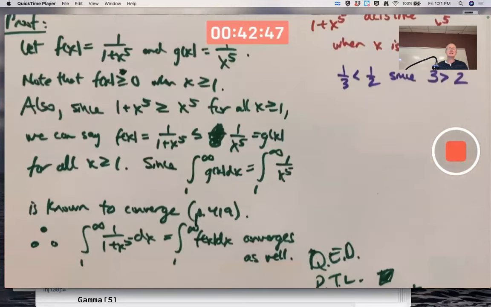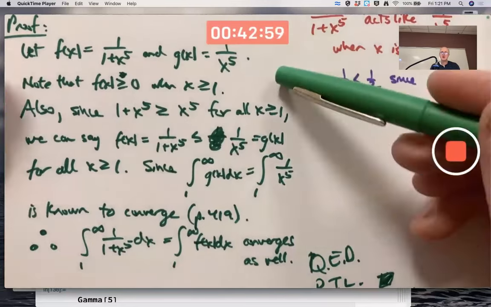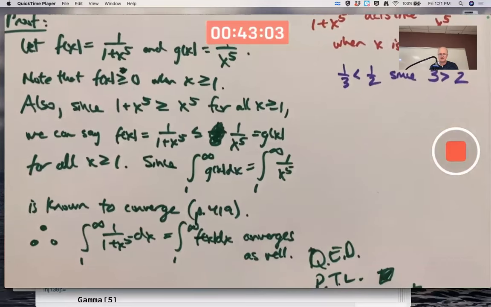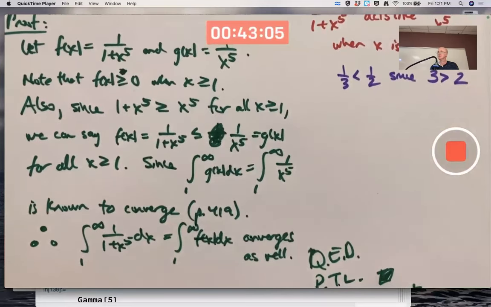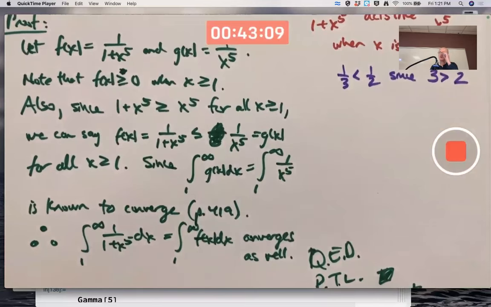Now you might look at this and say, did I really do anything? It seemed like I was just sort of stating stuff. And I'm answering, yes, you did. Or yes, we did. This is a logical argument allowing us to conclude by the comparison test that our integral converges, which you definitely would want to know for sure without a doubt before you would try to approximate it.